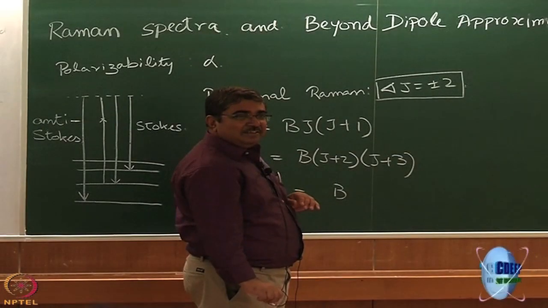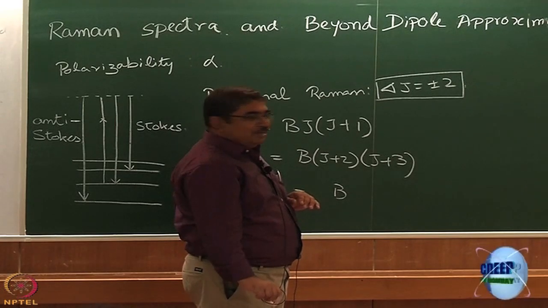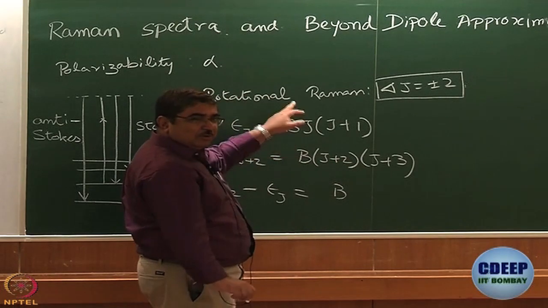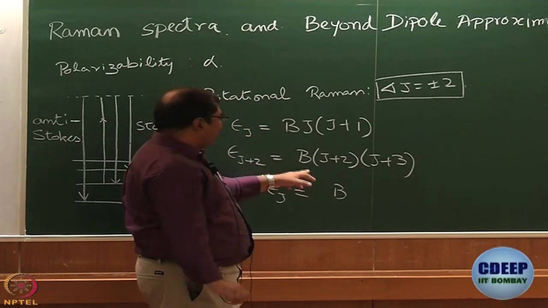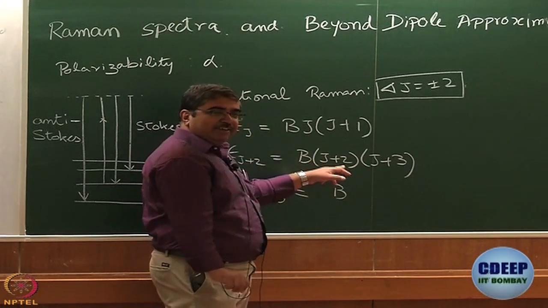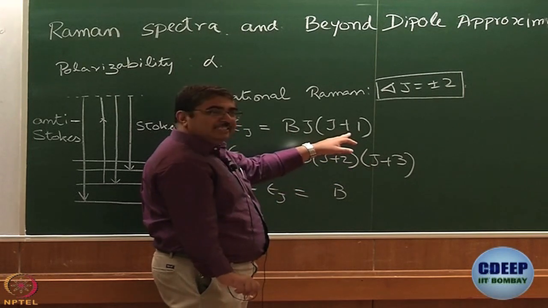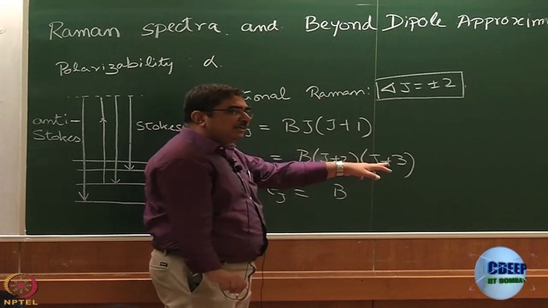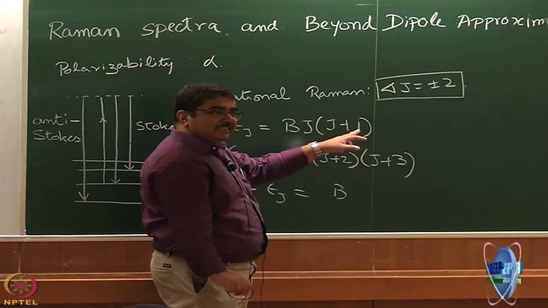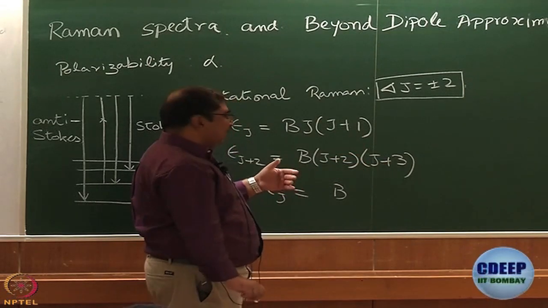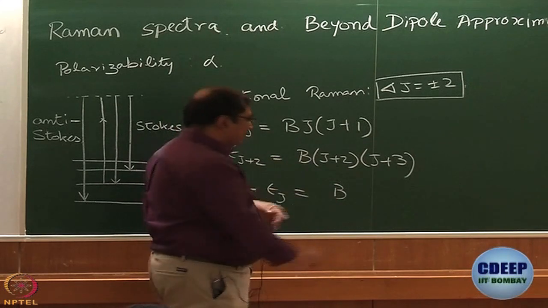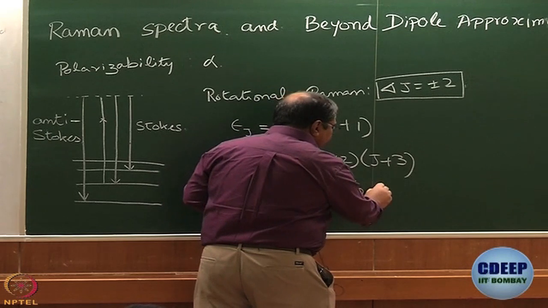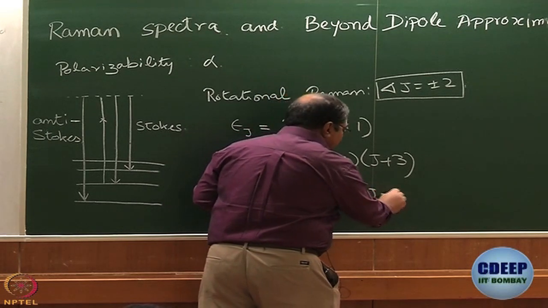Yes? B square? No, no. J square will cancel actually, right? J square here and I am subtracting this. So, J square goes. What is the term in J? 3 plus 2, 5, 5J minus a J here, that will be 4J, and what is the term independent of J? 6. So, basically it is 4J plus 6, I can take 2 out and write 2B into 2J plus 3.